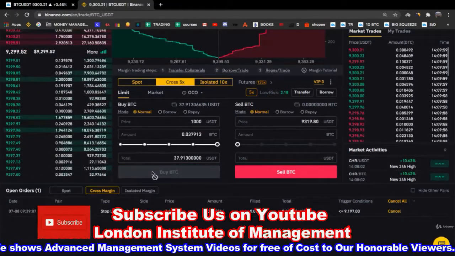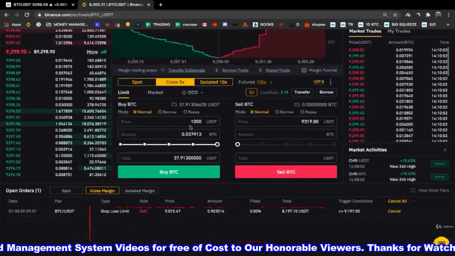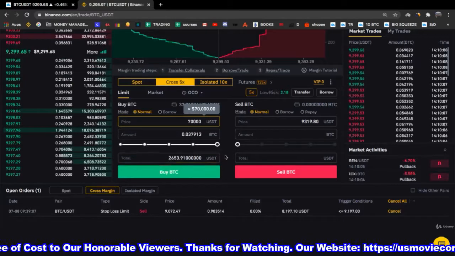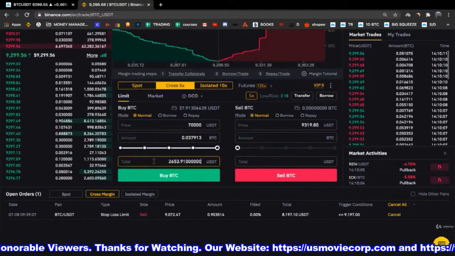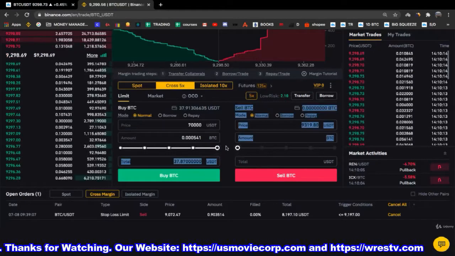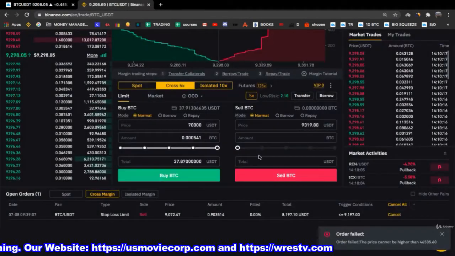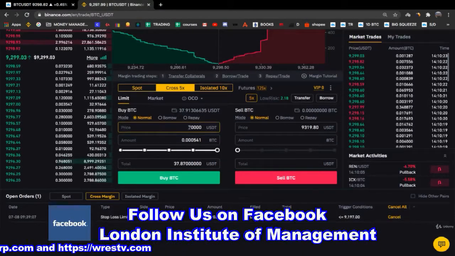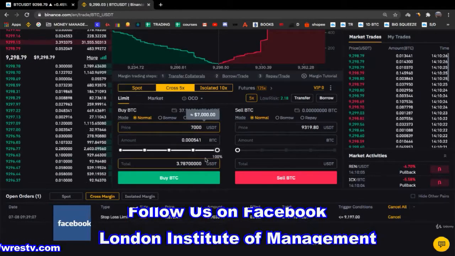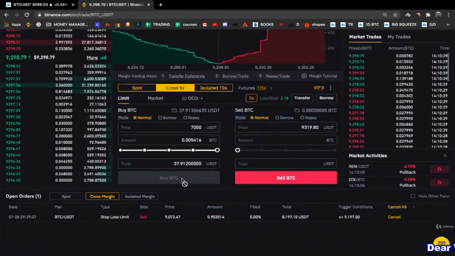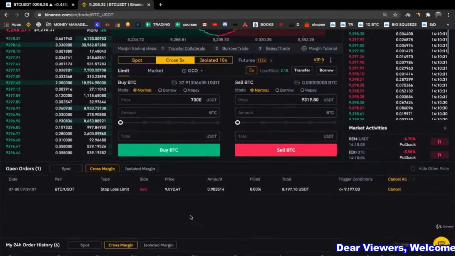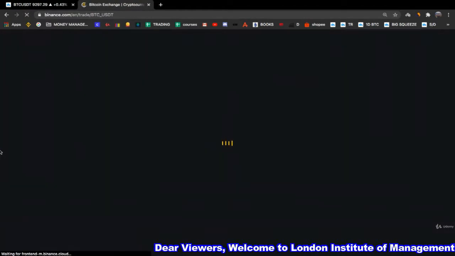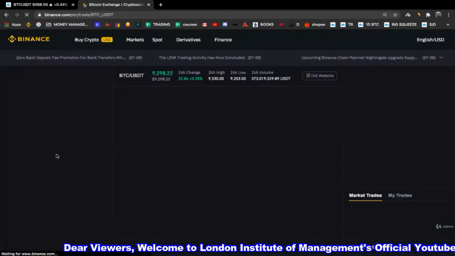What it does, it says the price cannot be lower. Okay, let's say 7,000 here, and we want to buy for the amount that we have. Oops, sorry, 70,000. I did not see that. Okay, so now finally the limit order was created. I don't know why it's still not showing here. Let's refresh the page and it should show now.